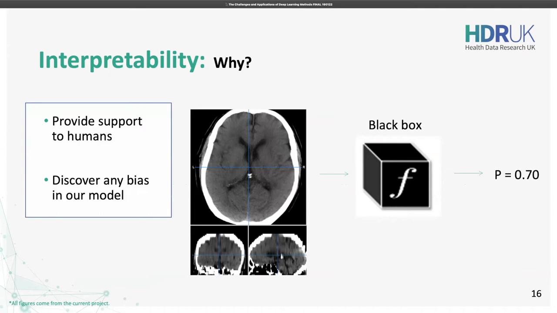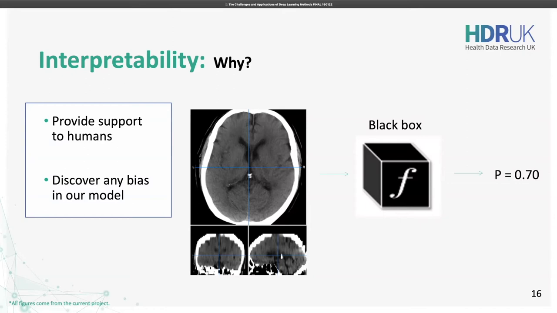Deep learning models are often described as black boxes, since it is difficult to interpret their outputs, and models are created directly from data by an algorithm. So even for researchers that design these neural networks, sometimes it's difficult to understand how the different variables are combined by the network in order to make a prediction. For this reason, interpretability has a very important role. By explaining the decisions of a certain neural network, we are able to provide support to humans, and we are also able to discover any bias that may affect our model. So if we go to the next slide, please.